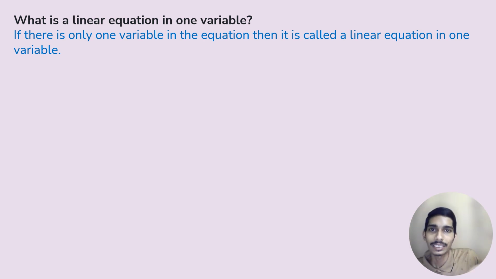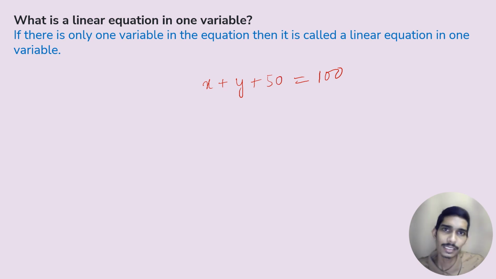Always remember, linear equation in one variable. Is this a linear equation? Suppose x plus y plus z is equal to 100. Is it a linear equation? First, we will see that suppose instead of z, let's write 50. It will be easy for you to understand. Is it a linear equation?